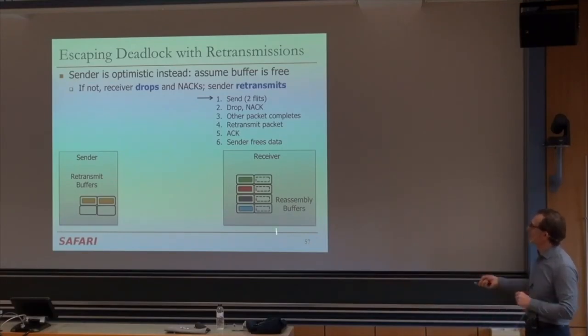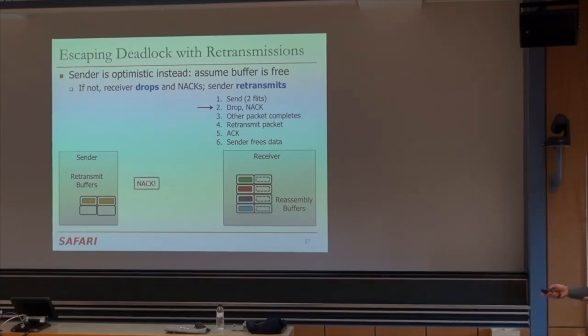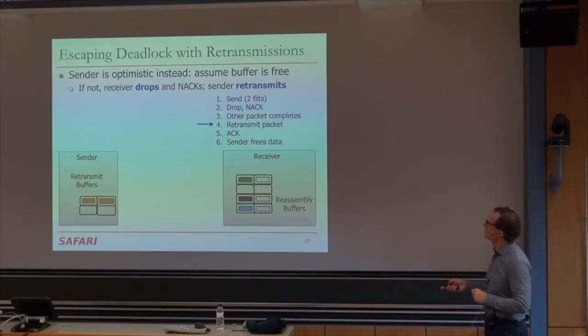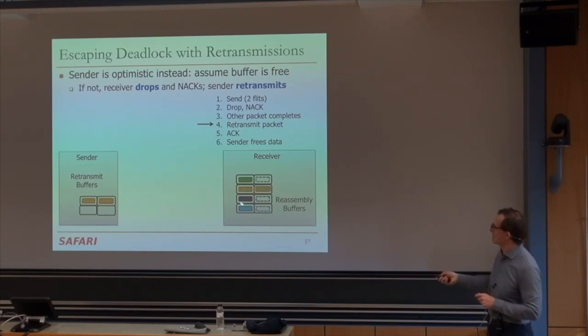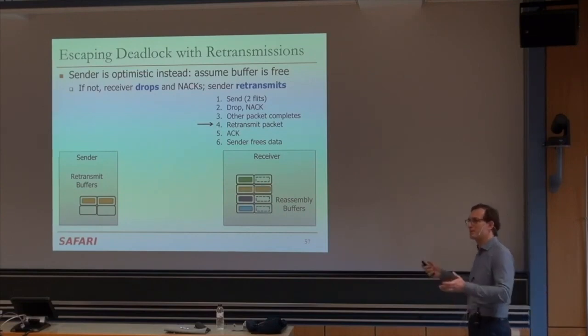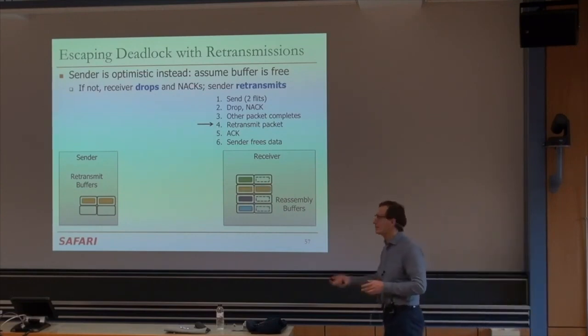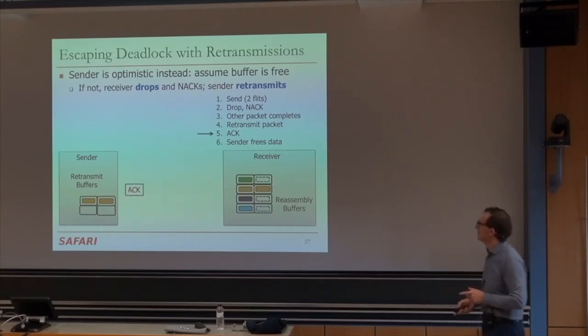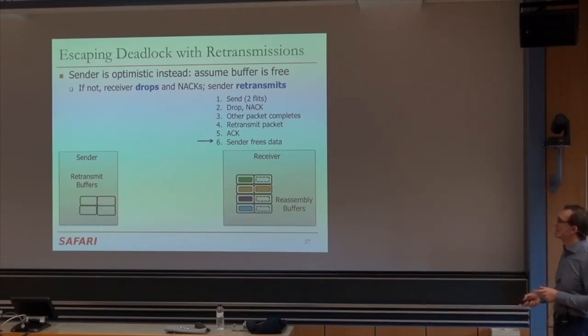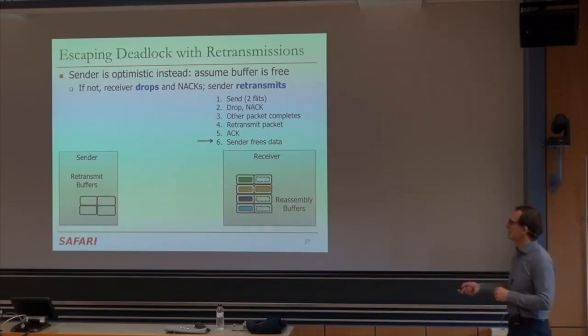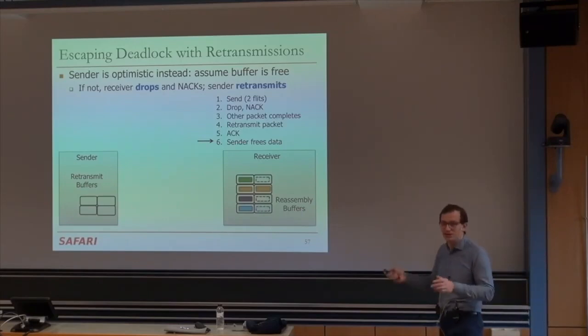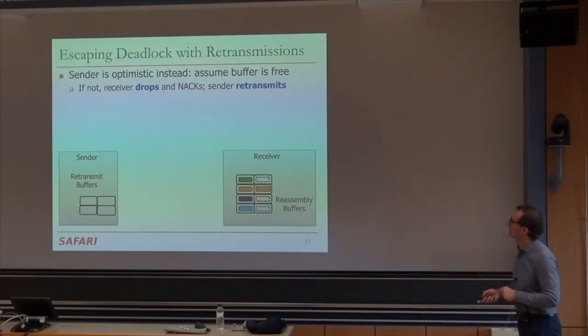Okay, the receiver says, I'm full, I'm dropping, and sends a negative acknowledgement back to the sender. And the sender now, at some point, retransmits and hopefully gets a buffer. In this case, it got lucky because there was something free. But that may not happen. You could keep retransmitting, and you may actually get NACKs. And then the receiver ACKs, and then the sender now can clear its data because it doesn't need to transmit again over here. So that's the idea.